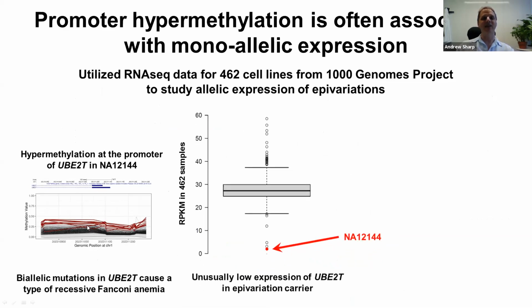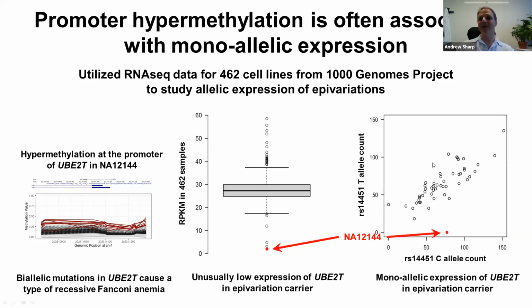When we look at the carrier of this epimutation, we see they actually have the lowest expression in the entire 1000 Genomes cohort. And then when we look at the allelic expression data, here we have a transcribed SNP, a C to a T, which I'm plotting just on this scatter plot. Everybody else that has this C to T variant has nice biallelic expression, whereas our epivariation carrier here has about 80 reads showing C and 0 reads showing T, so they have monoallelic expression. So therefore, the array data is picking up a promoter hypermethylation event that's associated with unusually low expression, and this is because one of their two alleles is switched off. So this would be basically functionally equivalent to having a stop codon in this gene.